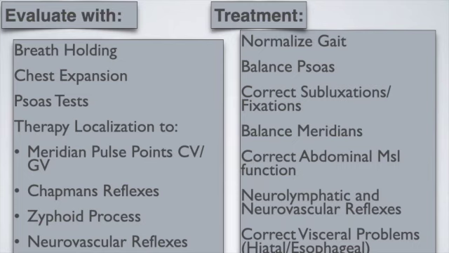So our key tools for evaluation would be test breath holding, test chest expansion, evaluate the psoas length, function, strength, and then of course therapy localization to the meridian pulse points, CV/GV, can indicate you might have a diaphragm issue. You can therapy localize right to the Chapman's reflexes on the sternum. It's kind of general, but that can work. And of course, the favorite is TL.